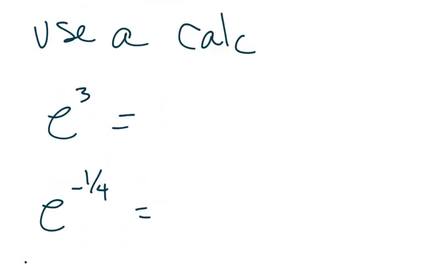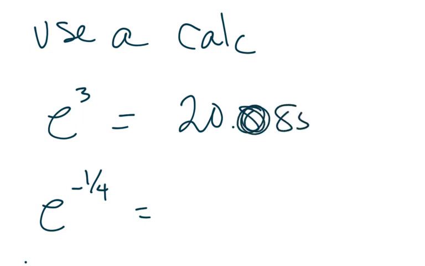Then they're going to actually say, okay, use a calculator and figure these out. And so I'll find my e button on my calculator. And I'll take it to the third power, and it's going to tell me that that's 20.008555, and it never stops, and so I'll just put it at 3. Okay? e to the negative 1/4. Well, I'm literally going to go e, and then I'm going to put parentheses 1 divided by 4. Notice I didn't say negative, right? And I get 0.67.